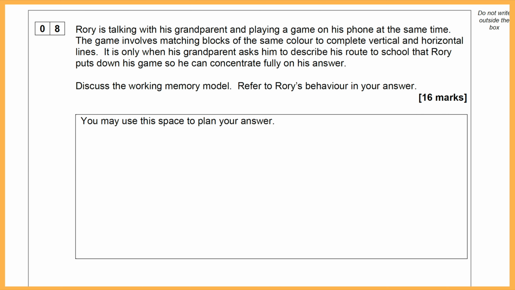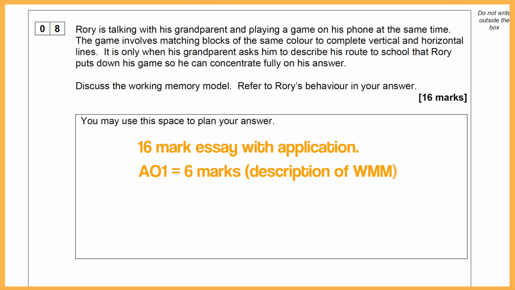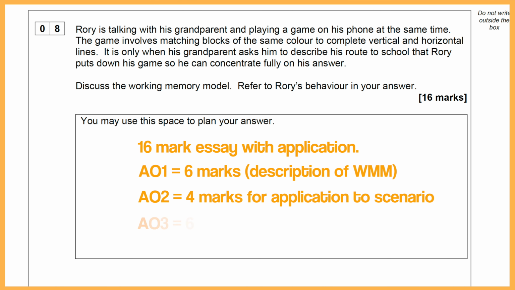Discuss the working memory model, refer to Rory's behaviour in your answer, 16 marks. So this is a 16 mark essay with application. The marks are divided up into 6 marks for AO1, 4 marks for AO2, which is the application, and 6 marks for AO3, your evaluation.